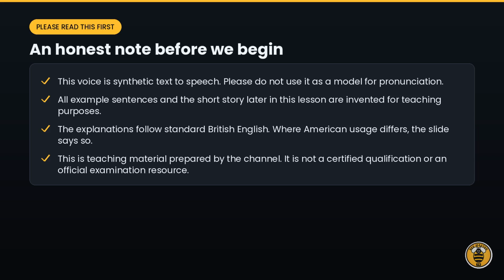A quick note first, because honesty matters. This voice is synthetic, so please do not copy it for pronunciation. Every example sentence and the story later on is invented for teaching. The explanations follow standard British English, and where American usage differs, the slide will tell you. This is channel teaching material, not an official examination resource.